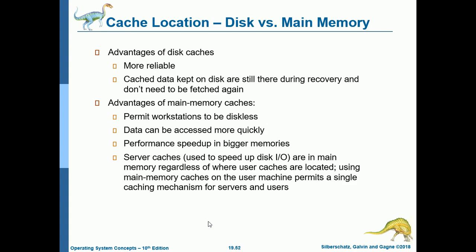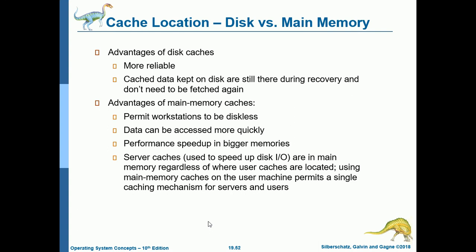So cache location, disk versus main memory. The advantages of disk caches: it is more reliable. Cached data kept on disk are still there during recovery and don't need to be fetched again. So that is the advantage of using disk cache in remote file access.